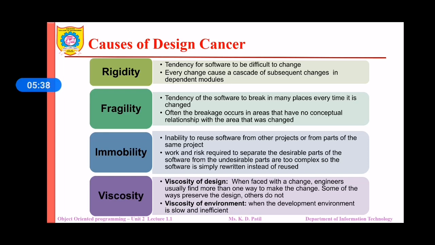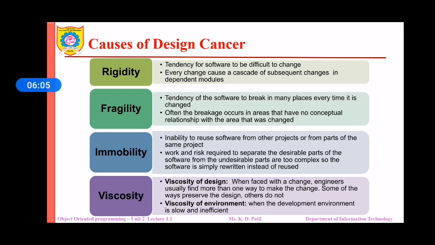Then the immobility characteristic, if it exists in that old software, what will happen? Some of the part of that software we want for our development and some of this part from that software we don't want, as it does not require for our purpose or for our development. Then what we have to do, we have to separate the desirable part from the undesirable part.